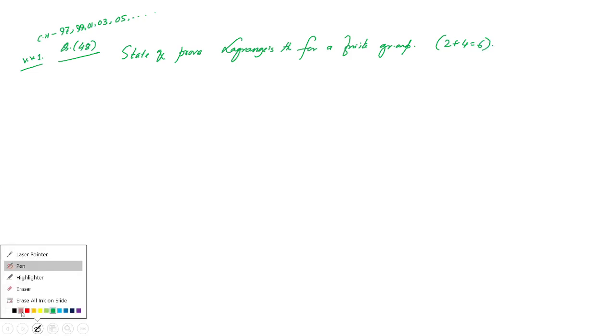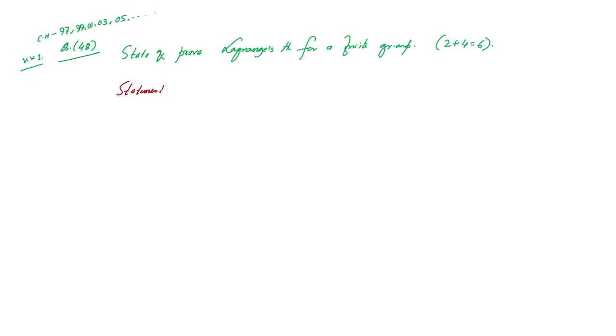What was the question? The question is: state and prove Lagrange's theorem for a finite group. And this is basically 2 plus 4, 6 marks. For the statement, 2 marks are given. So first we'll come to the statement, and then we will prove it.